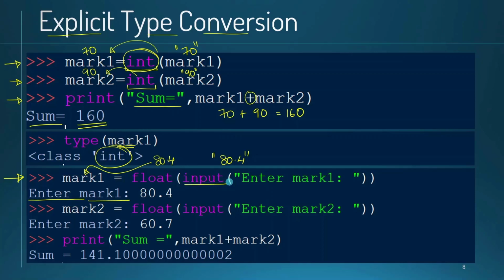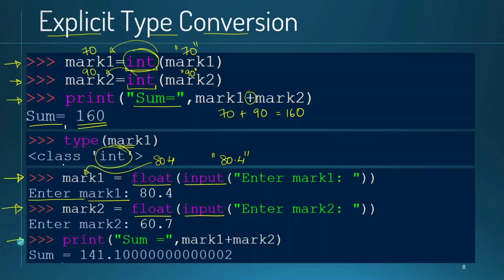Input function to read the input as a string, and float function to convert that string into float value, and then it is loaded to mark 1. So you can do both operations together in one statement itself. Now you can see in this statement it's the same thing. 60.7 will be read as a string by input function. It will be converted to a floating point number by float function, and then it will be loaded to mark 2. So now mark 2 and mark 1 are floating point numbers. They are numbers, they are not string.